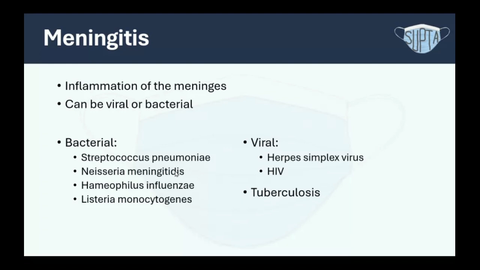So a lot of the common causes can be Streptococcus pneumoniae, Neisseria meningitidis, I'm not going to be able to say these right, Haemophilus influenzae, and Listeria monocytogenes. And viral, I think, is mainly herpes simplex virus and HIV. You can also get meningitis from tuberculosis as well. So it's those three main causes of meningitis: bacterial, viral, and tuberculosis.